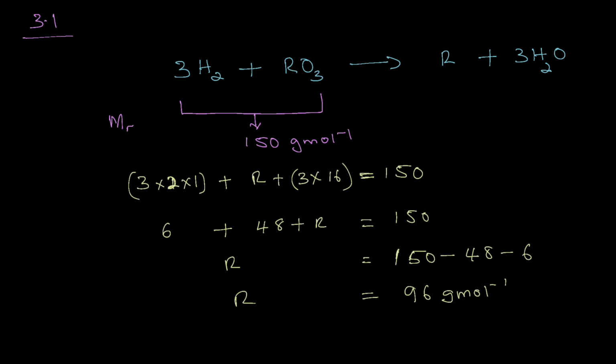So we need to find R. Okay, so we know the total reactant. This is the reactant and that's the product. And the total reactant is 150 grams per mole. And so we've got 3 hydrogen gas, that means 2 hydrogens in there times 3, so 3 times 2, and the relative atomic mass of hydrogen is 1. Plus R, which is what we're looking for, plus 3 oxygen. Oxygen is 16, so 16 times 3. And that equals 150. Now, this is 6, plus 48, plus R. I need to take away 6 from both sides and 48 from both sides. So we get R equal to 96 grams per mole.